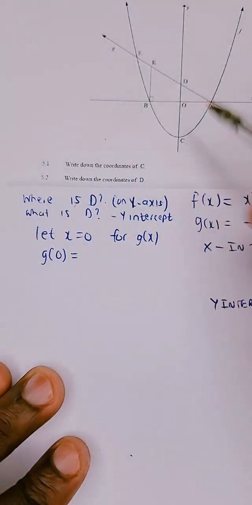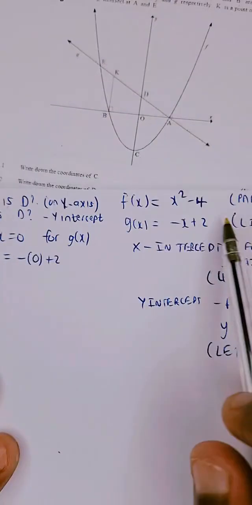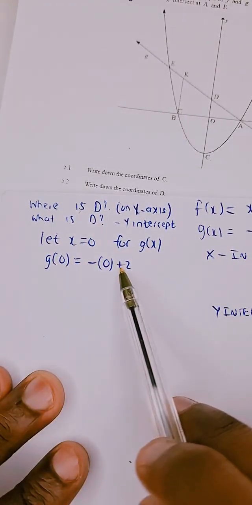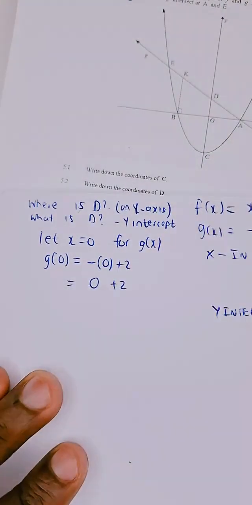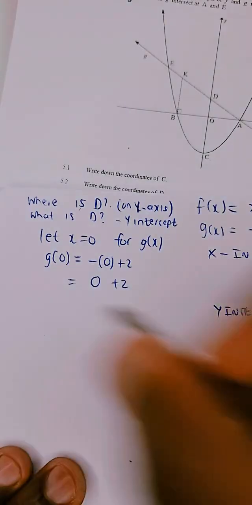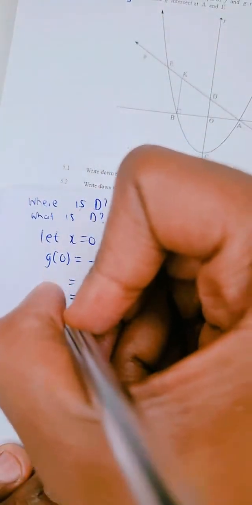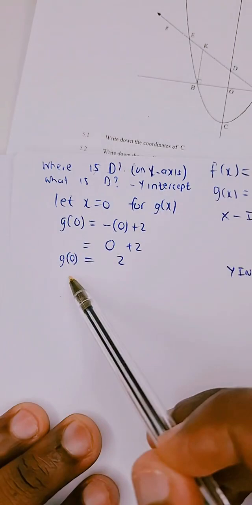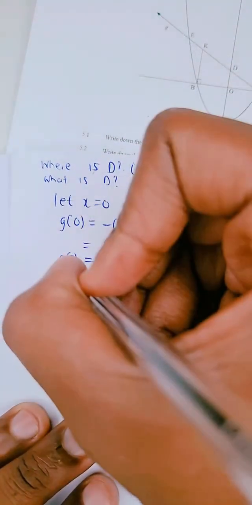So g of 0 is equal to, what is the function? Negative, in brackets, we substitute in the place of x, 0, plus 2. Remember, this was the function, negative x plus 2. So in the place of x, we substitute 0 in brackets, plus 2. Negative times 0, that's 0. Plus 2. What is 0 plus 2, guys? 0 plus 2 is equal to 2. That's g of 0. Remember, this is basically saying when we substitute x, which is 0, we get a corresponding y value that is 2.